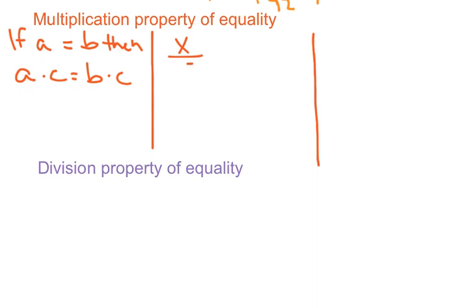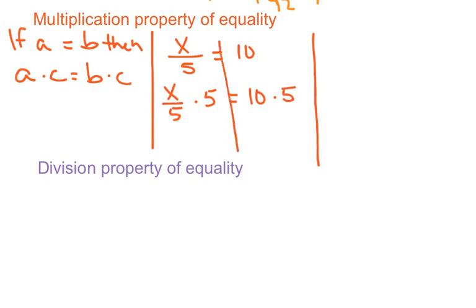X divided by 5 equals 10. So I want to isolate the x, which means get it by itself. In order to get it by itself, and I have x divided by 5, I need to do the inverse operation of division, which is multiplication. So I want to multiply both sides by 5. So I have x divided by 5 here. I'm going to multiply by 5. If I do it to one side, I have to do it to the other. So I have 10 times 5 on this side.